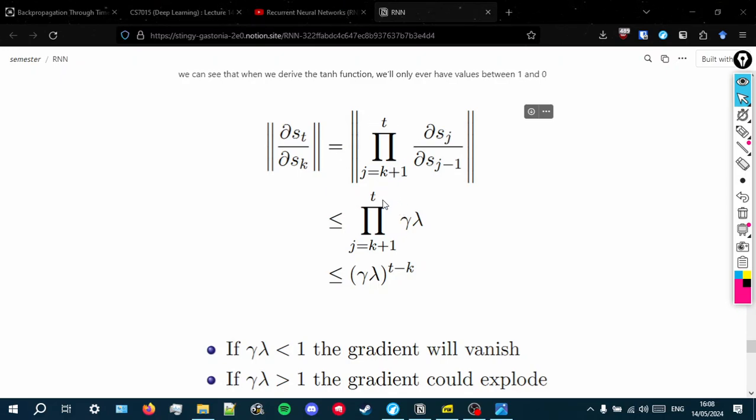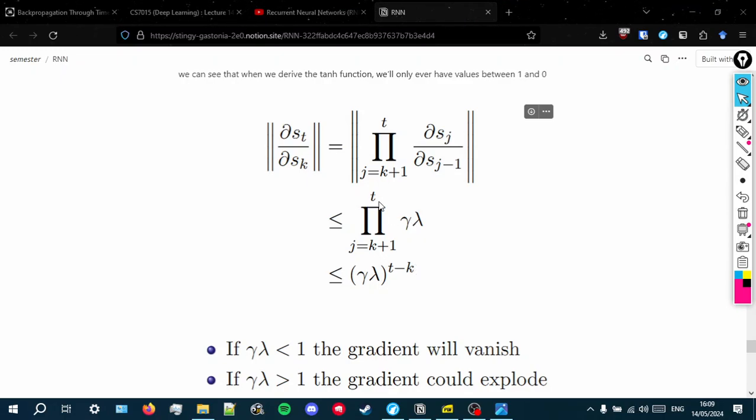This is the product rule that we had at the very beginning. So this exact same thing will apply to the others. And since we are multiplying them all together, we can just summarize them through this product rule, in this form. Since we are just multiplying together the same exact thing, it's just going to be gamma times lambda to the power of t minus k, where t minus k is basically just the number we have.